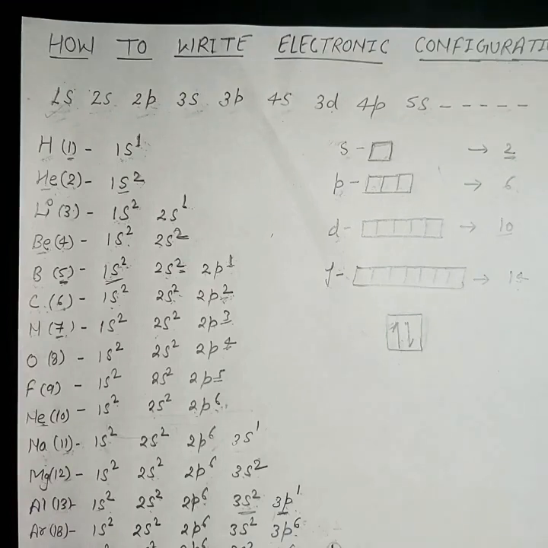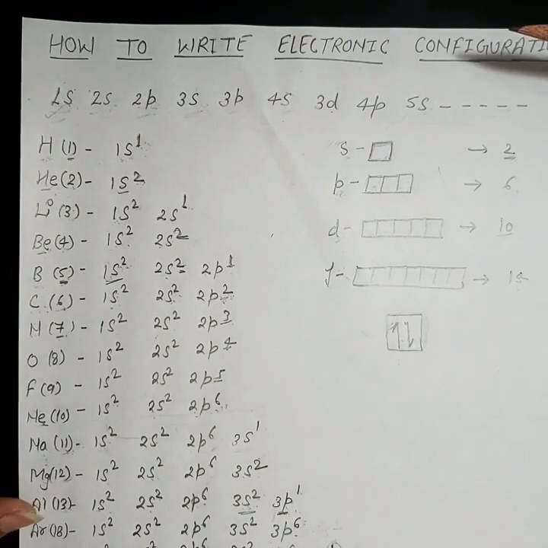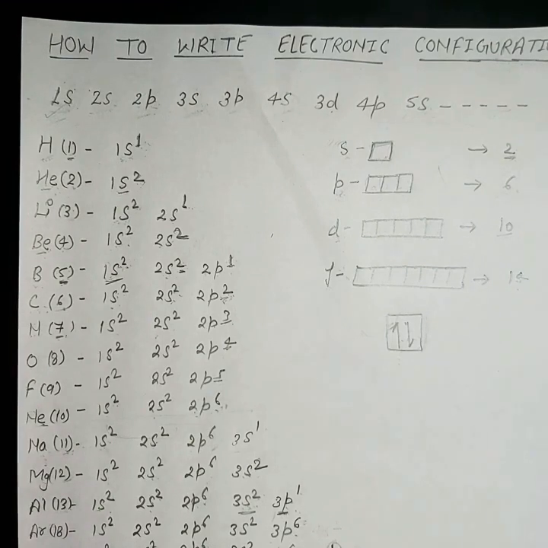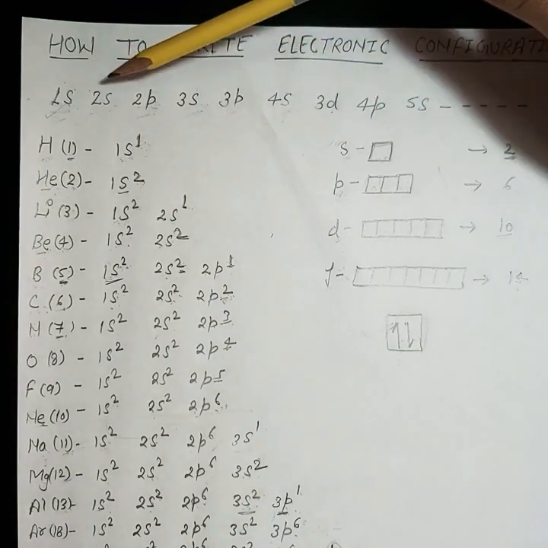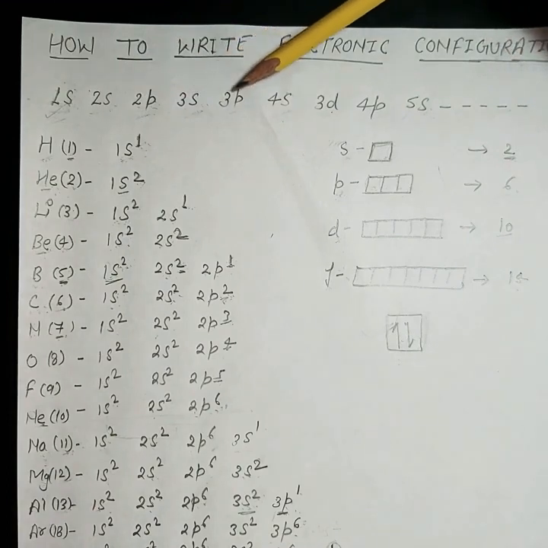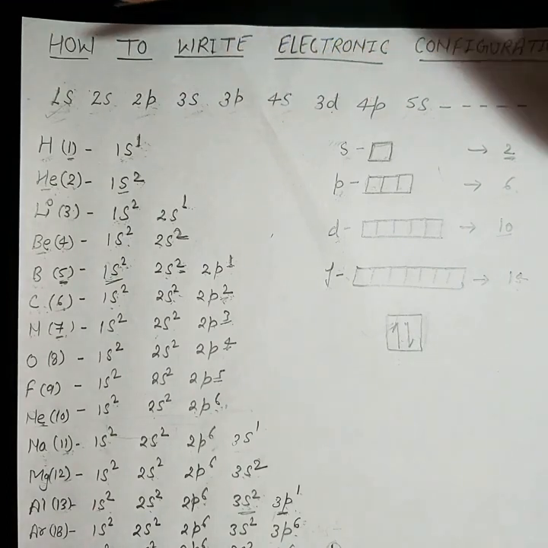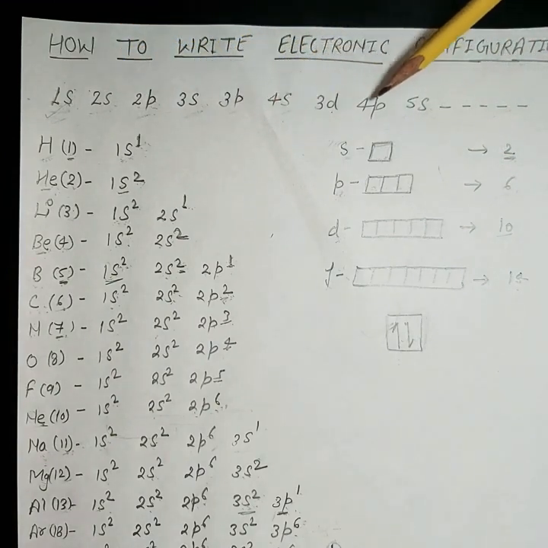Hello dear students, today we will discuss how to write electronic configuration. As we discussed Aufbau principle yesterday, according to Aufbau's principle, electrons will always fill in increasing order of energy of suborbits. That's why I have represented the increasing order of energy of suborbits here: 1s, 2s, 2p, 3s, 3p, 4s, 3d, 4p, 5s, and so on. They all are in increasing order of energy.